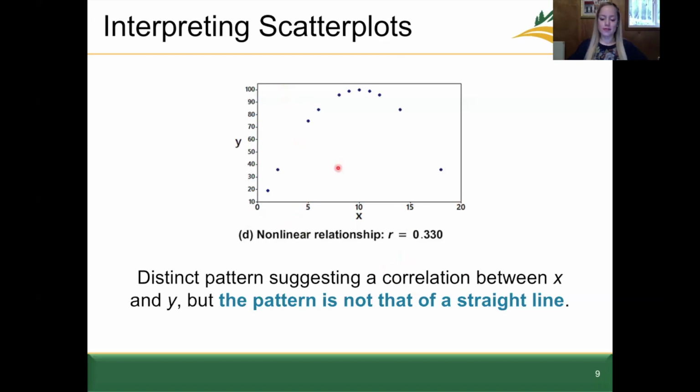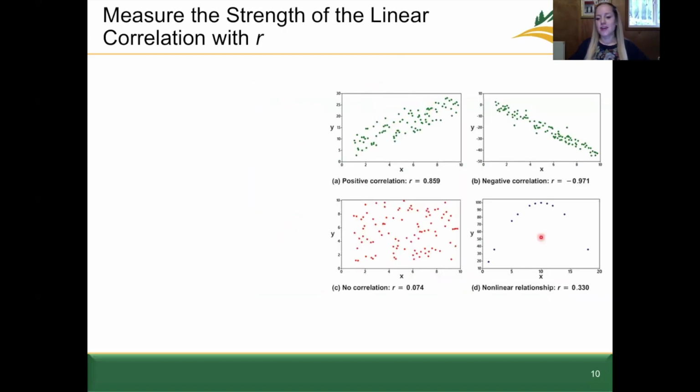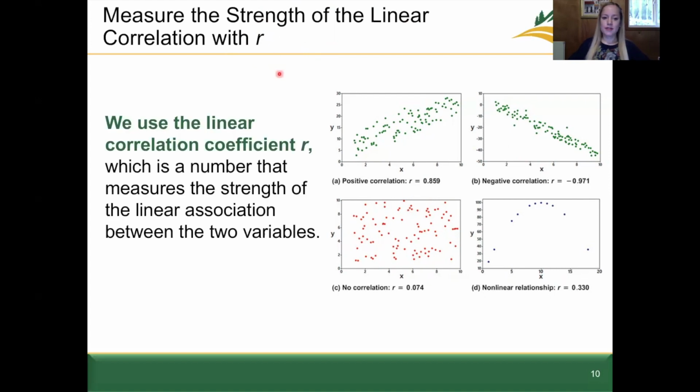So now here are all these graphs put together, and now we're going to talk about measuring the strength of a linear correlation when we know that value for R. So we use the linear correlation coefficient, or R, which is the number that measures the strength of the linear association between the two variables, X and Y. So within each of these values, we can get a measure of the strength of the linear correlation.